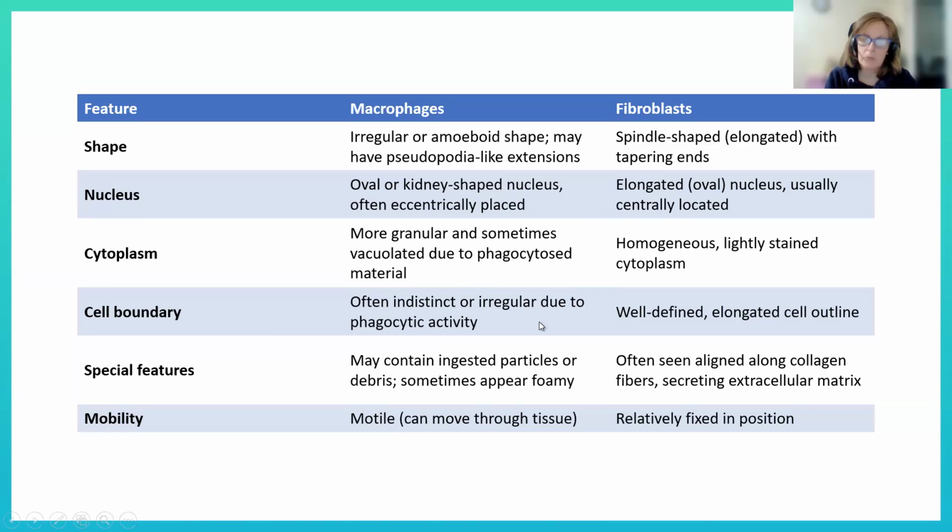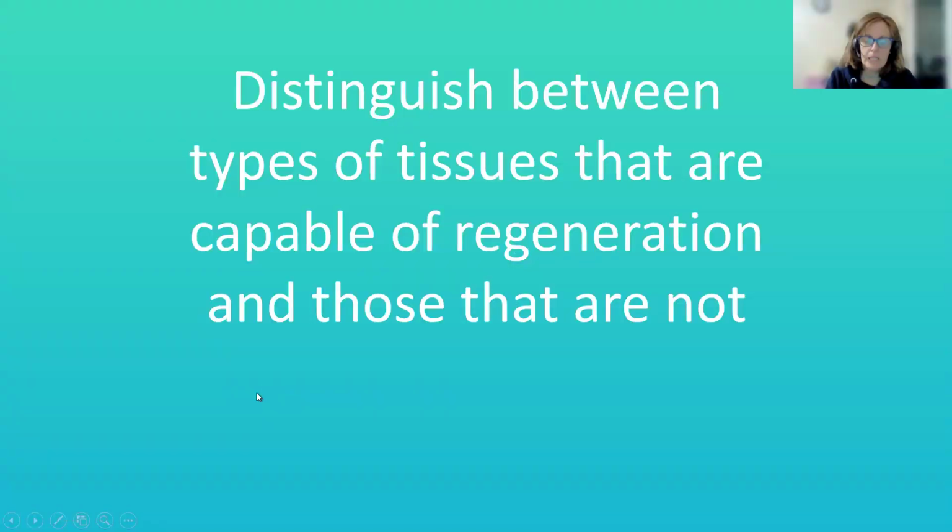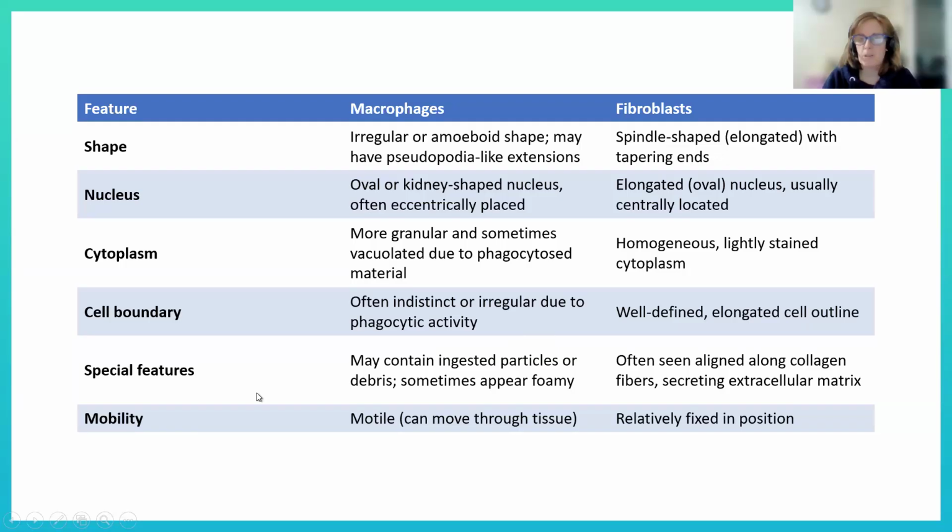And the cell boundary, again, is a way you might be able to see some differences between these two cell types. It says here that the fibroblasts are more well-defined compared to the macrophages, and that's because the macrophages are always moving and engulfing things. But other than that, really, they're quite difficult to tell apart. These special features and mobility, you're only going to be able to really see those differences if you're looking at cells which are in a state that are moving.